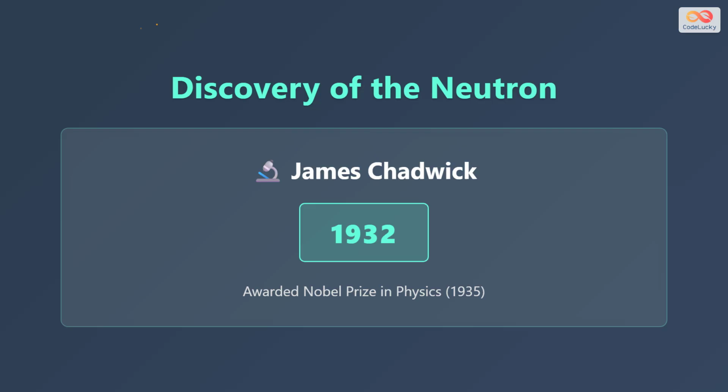The neutron was discovered by British physicist James Chadwick in 1932. His groundbreaking work revealed the existence of this neutral particle in the atomic nucleus. For this important discovery, Chadwick was awarded the Nobel Prize in Physics in 1935. This discovery revolutionized our understanding of atomic structure and opened the door to nuclear physics.